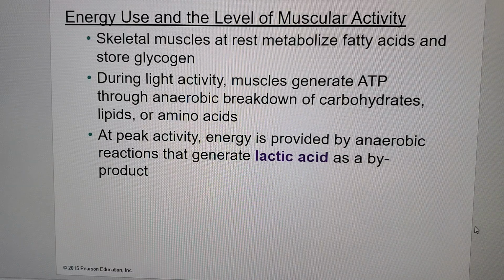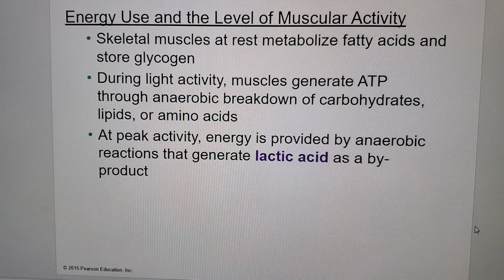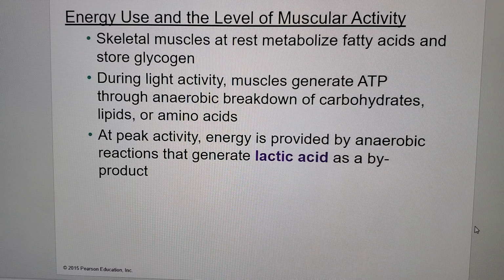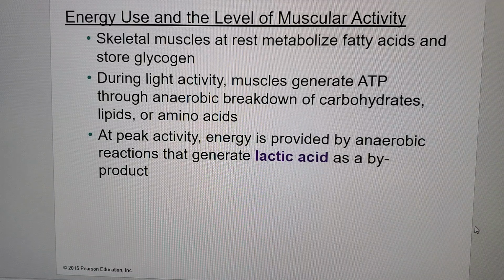When skeletal muscles are resting, they metabolize fatty acids. They store glycogen. During light activity, muscles are going to generate ATP through the breakdown of carbohydrates, lipids, and amino acids. At peak activity, the energy is provided by anaerobic reactions, and that's where lactic acid comes from. It's a byproduct. Lactic acid buildup will cause a person to feel very sore after they've been working out quite a lot.